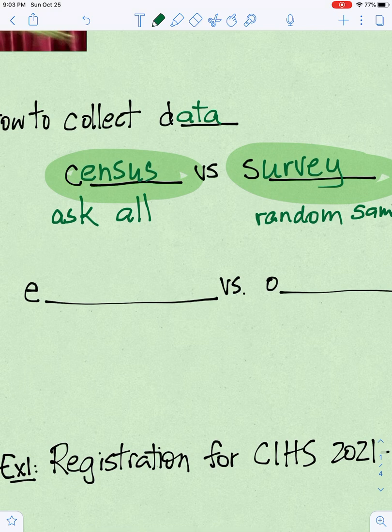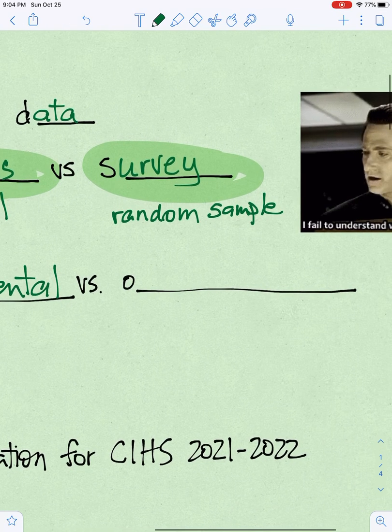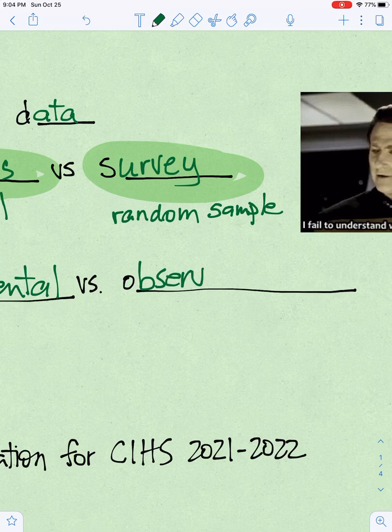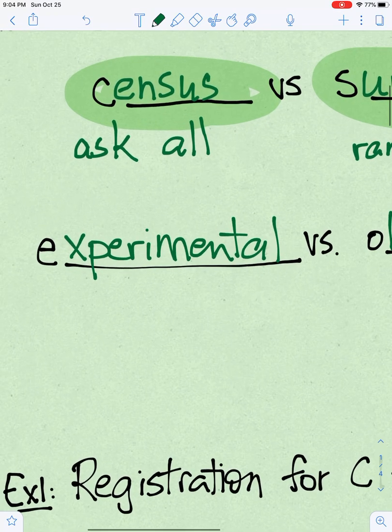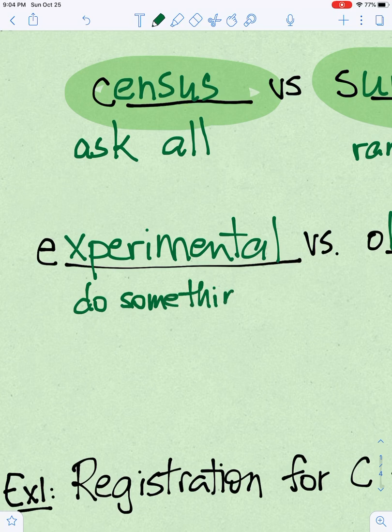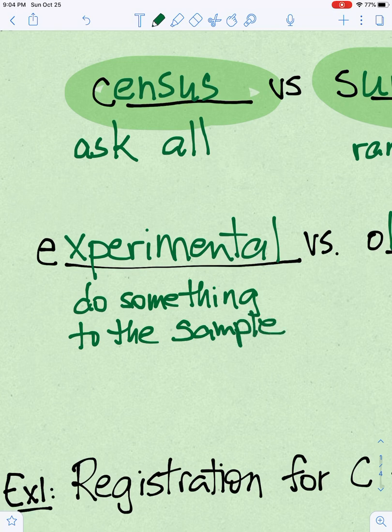Then that data can be collected as an experimental study, versus an observational study. So an experiment is you do something to the sample that you are looking at.